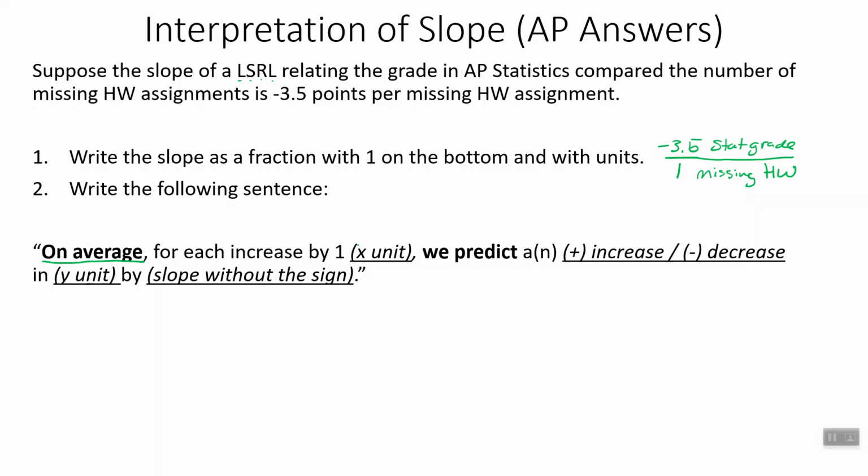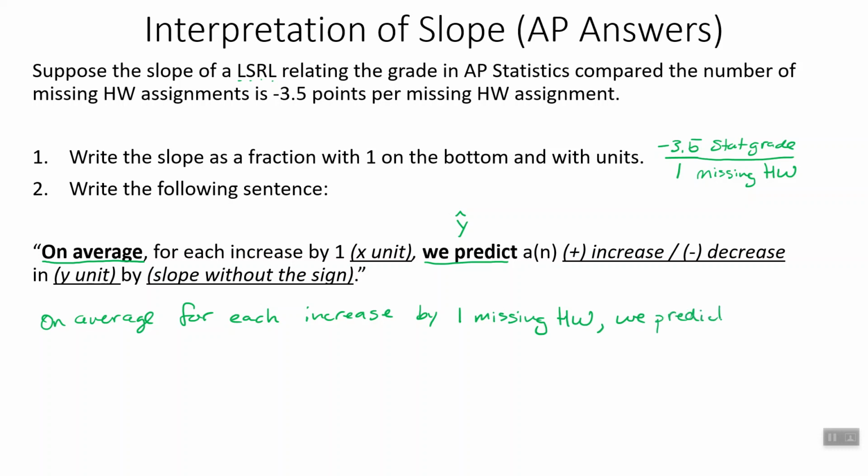So we have to have that on average, and we have to say that we are predicting because it has to do with y hat. It's not y, it's y hat, so we're predicting. So what we would write for this one is we would say, on average, for each increase, always increase here, by 1 missing homework assignment, so whatever's on the bottom, x is on the bottom, by 1 missing homework, we predict, got to have that we predict, that's one of the things they're looking for, or the on average, I put them both in.